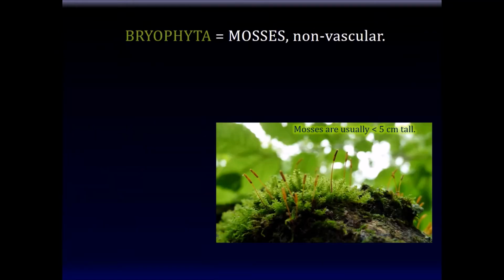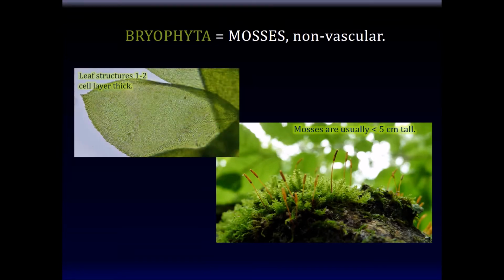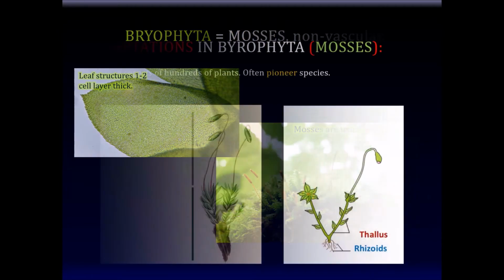So the Bryophyta, or the mosses, these are non-vascular plants. They're tiny because they're non-vascular. They're dependent on diffusion and osmosis for the minerals and water, respectively. So they don't grow very tall. Mosses are usually less than 5 centimeters tall. And if you look at the leafy structures, they're very thin, 1 to 2 cell layers thick.